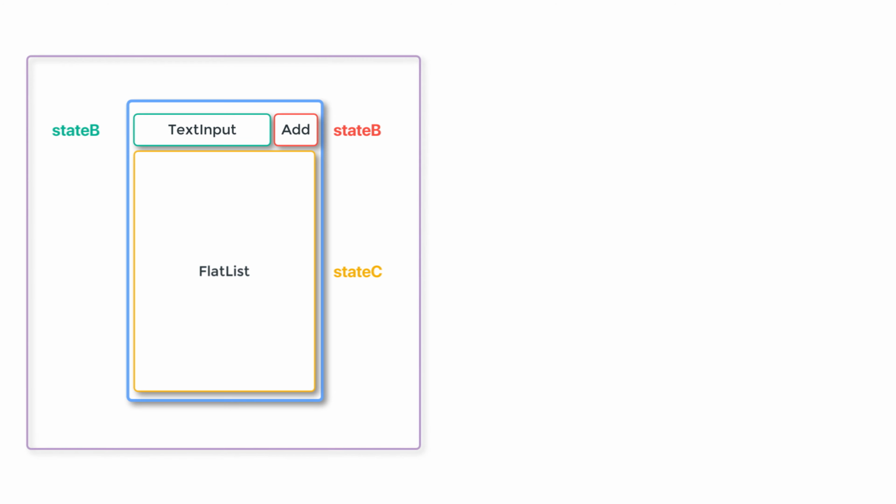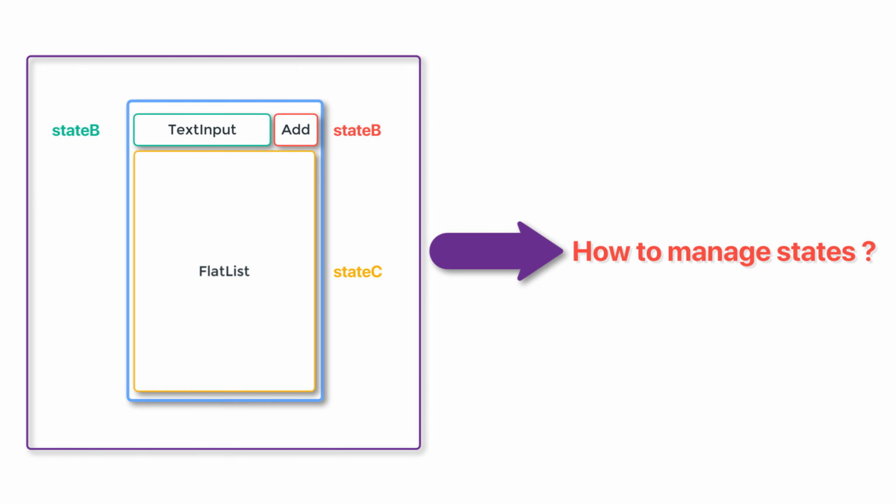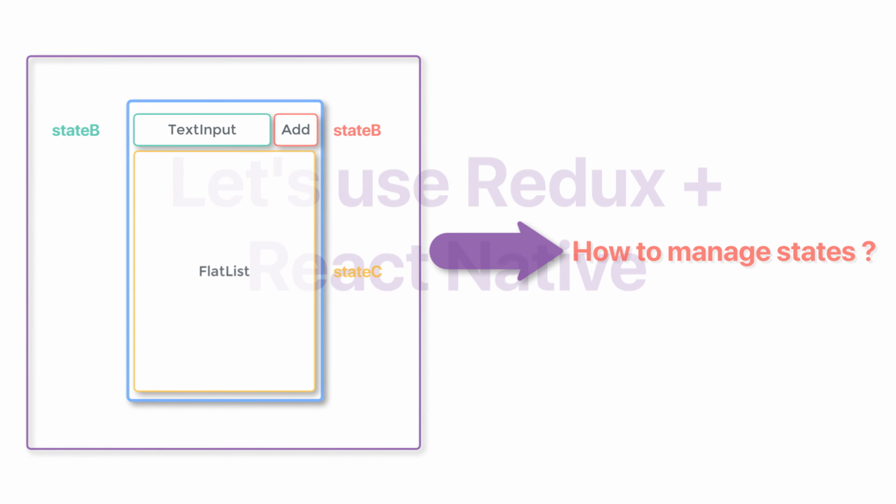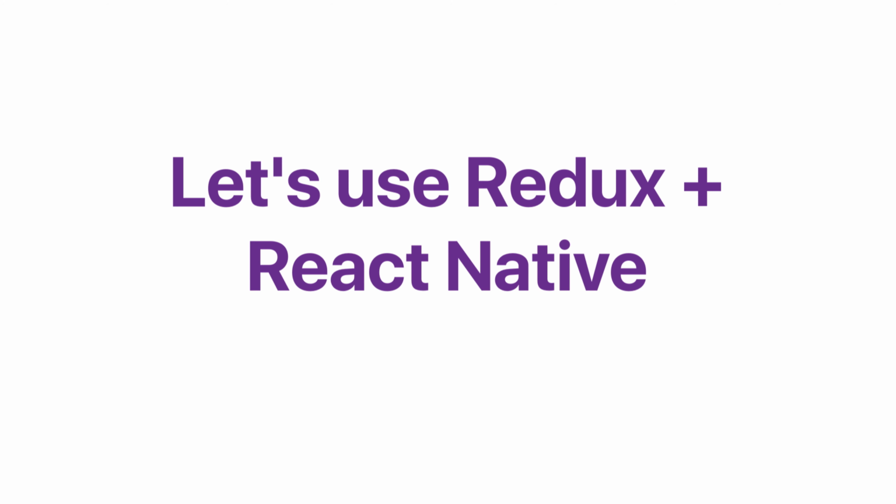So we have multiple states. We have many states for the application, so how do we manage these states in a very complicated app? It is very difficult because you have to get the property from the parent component, etc. So let's use Redux in React Native.